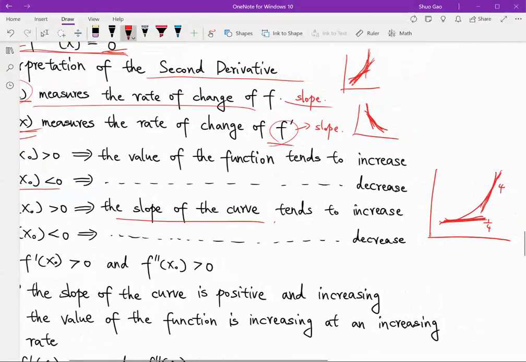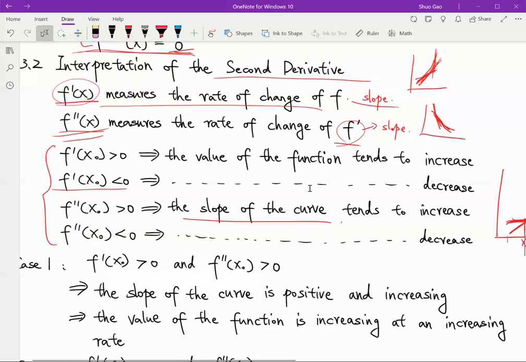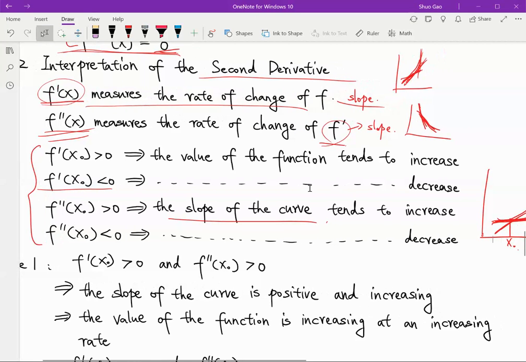So if we draw the line here, at this point x0, f''(x0) should be a positive number, right? Because the slope of the curve from the left side to the right side is increasing. It's becoming steeper. The tangent line is becoming steeper. So that's how we say that f''(x) is larger than 0.